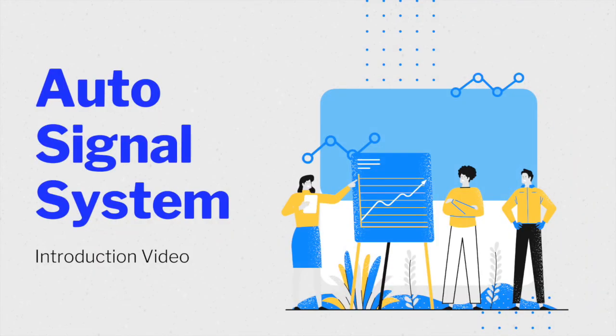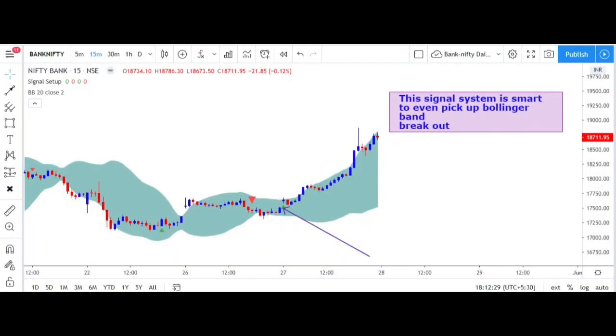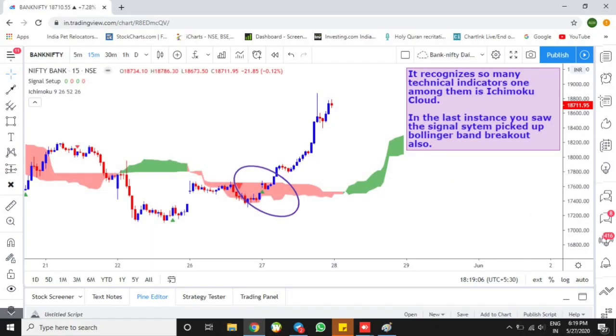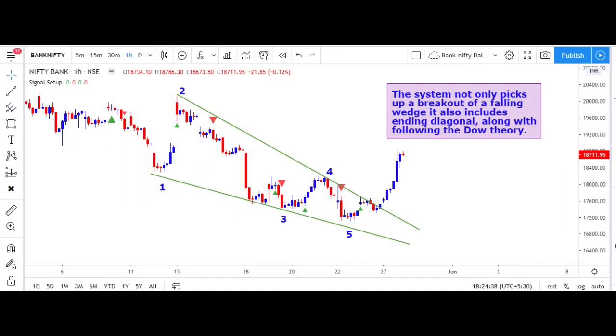I would now like to show few examples and explain few of the technical indicators and parameters used by the signal system to generate a signal. In this slide, you can see the signal system is smart enough in capturing a Bollinger Band breakout. The signal system recognizes so many technical indicators, Ichimoku cloud being one of them. The signal system not only picks up breakouts based on technical indicators, but it is also smart enough to recognize a pattern breakout. As you can see in this example, it is recognizing a falling wedge along with ending diagonal while following the Dow theory beautifully.